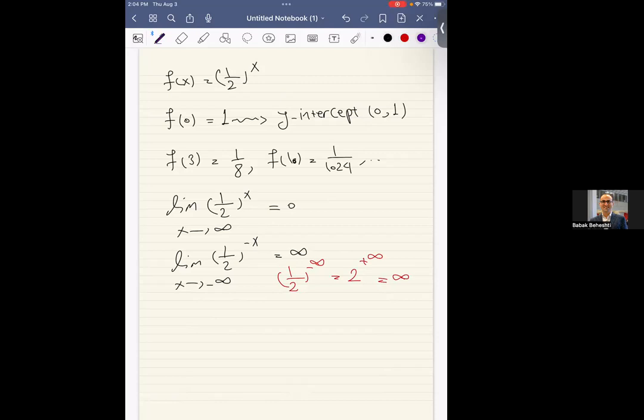So now the graph of 1/2 to the power x, you can see that it's this guy. But the y-intercept remains the same. So it's (0, 1).